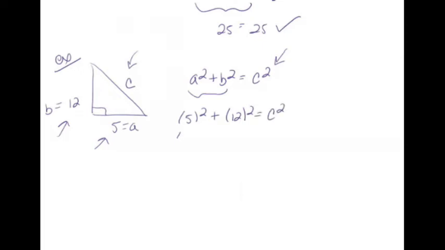So 5 squared, remember that's 5 times 5. This is going to be 12 times 12. So that's 25 plus 144, and that equals C squared. Together, that's going to give me 169 equals C squared.